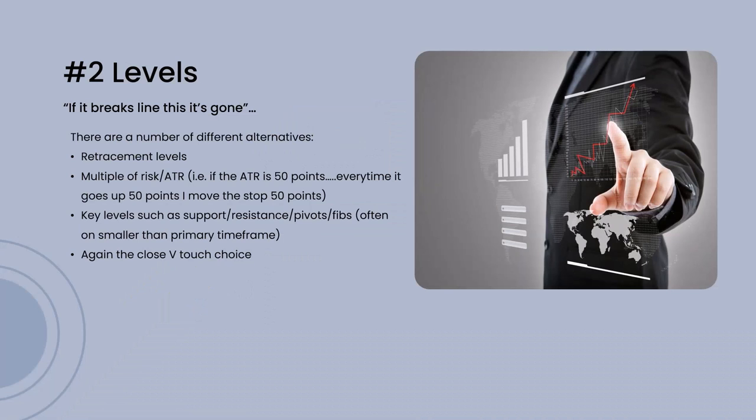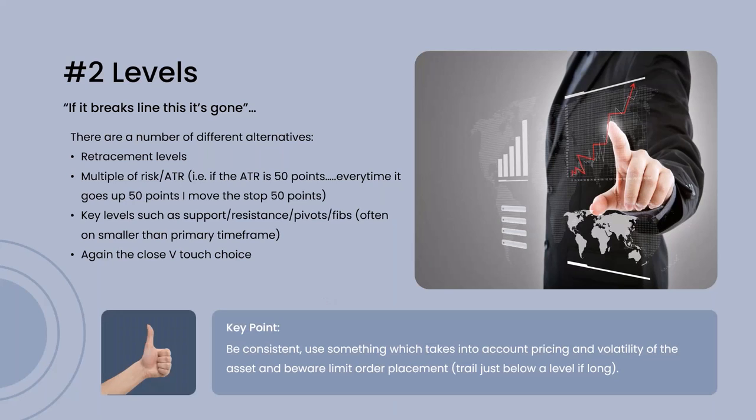And of course, again, with that, you've got a close versus touch. So is it an anytime touch of where you place it, or is it a close above that pivot level, or below if you go in the other direction? The key thing about this is be consistent. You can't test the system properly if you're doing one thing one minute and another thing the next. And use something that takes into account the price and the volatility of the instrument. It's why I don't use pips as a trail or as anything really.